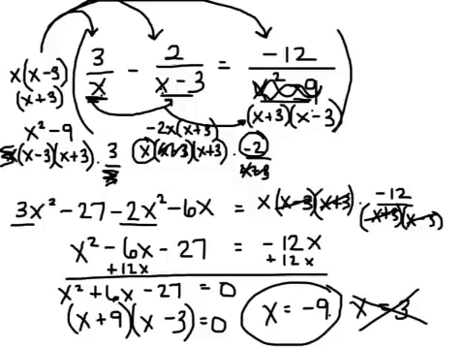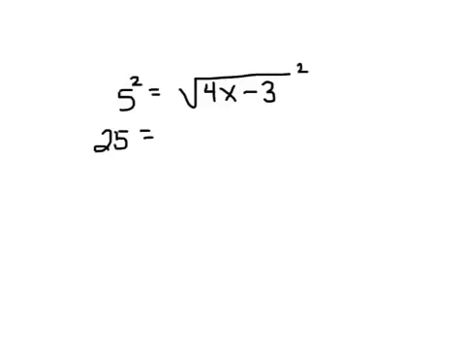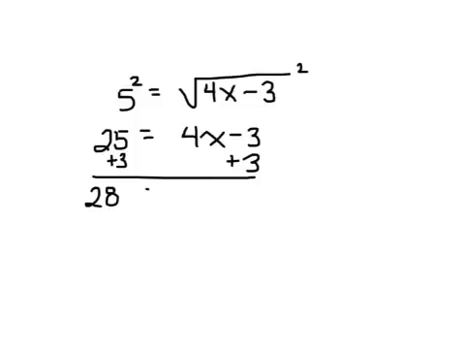Now, as far as the square root one looks like, 5 equals the square root of 4x minus 3. When you have a square root involved, you've got to make it so that the square root is all by itself first, which it is, and then you get rid of it by squaring both sides. So I end up with 25 equals 4x minus 3. And then I just go ahead and solve for x. 25 plus 3 is 28. Divide by 4. And 28 divided by 4 is 7.